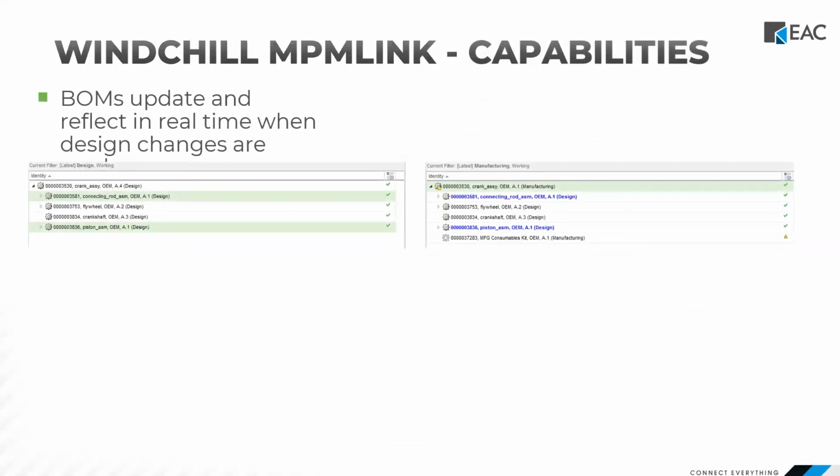So, some capabilities of Windchill MPMLink. Firstly, it allows you to have the BOMs, really the engineering bill and the manufacturing bill, all updating in real time. As the designers are making modifications to the engineering bill of materials they're working with, that can be pushed downstream to the manufacturing bill as it's created, and those changes can be seen by the manufacturing users so that they always have the latest information at any given time.